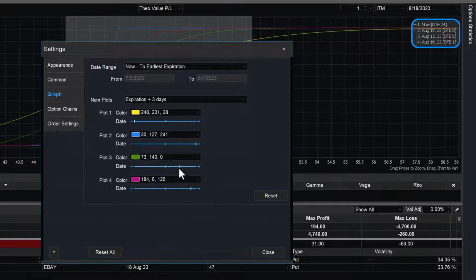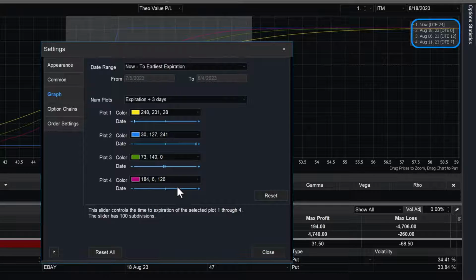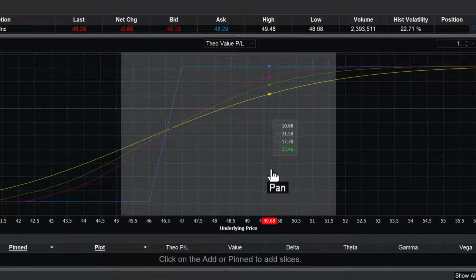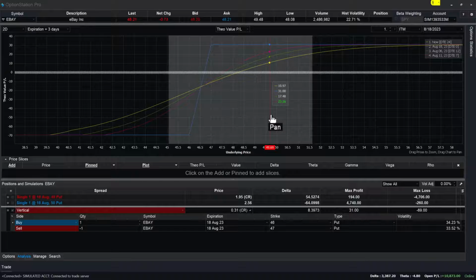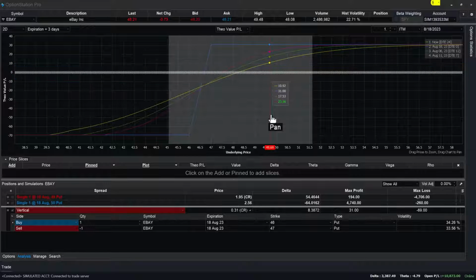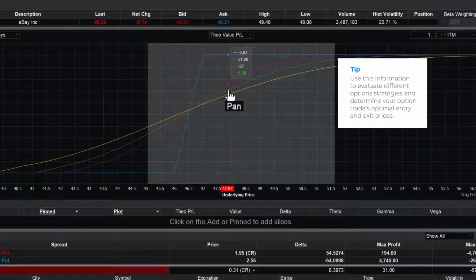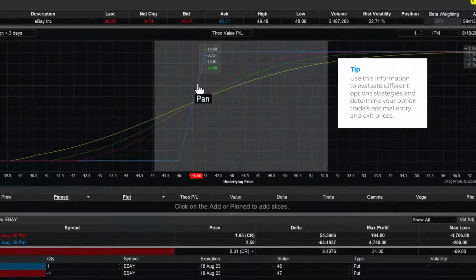For example, if you know there is an important company event, such as an earnings release, you could adjust the slider to that date. You could see the theoretical profit or loss of the option strategy on that date to better evaluate your risk-to-reward ratio. The white dotted horizontal line on the option graph shows the break-even point, the price at which the option trade will neither profit nor have a loss. You can use this information to evaluate different option strategies and determine your option trade's optimal entry and exit prices.